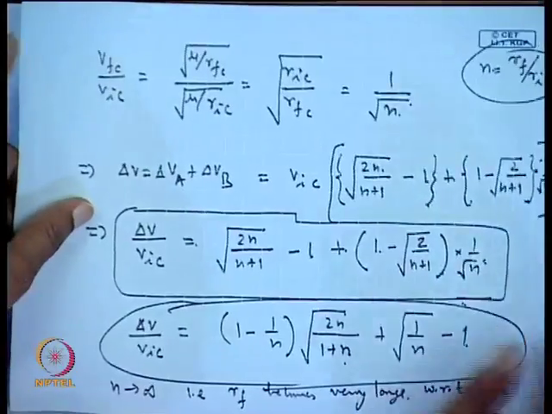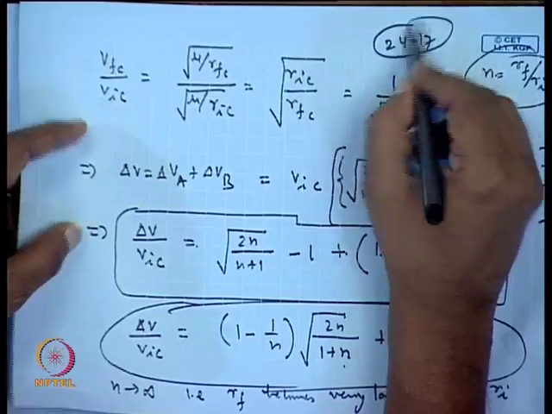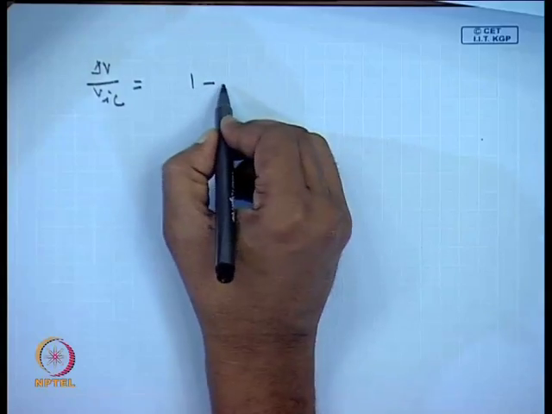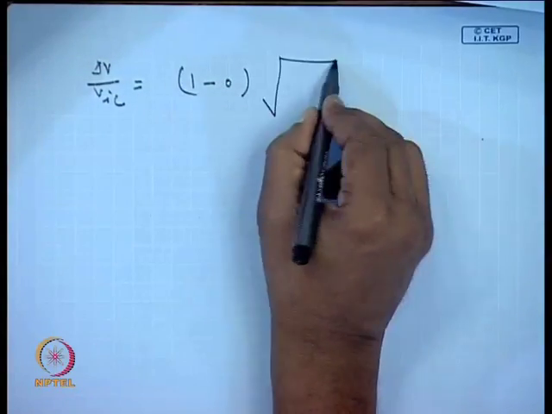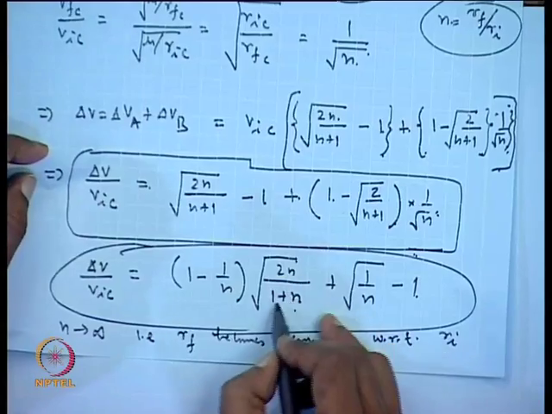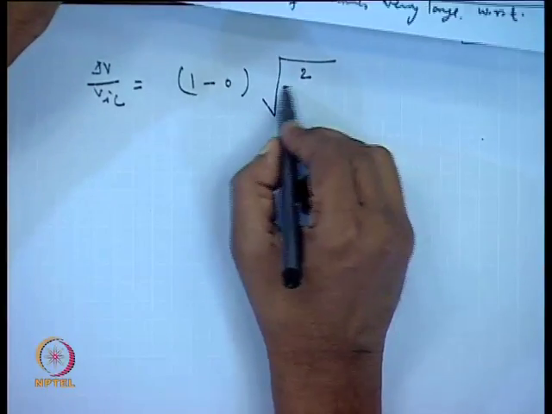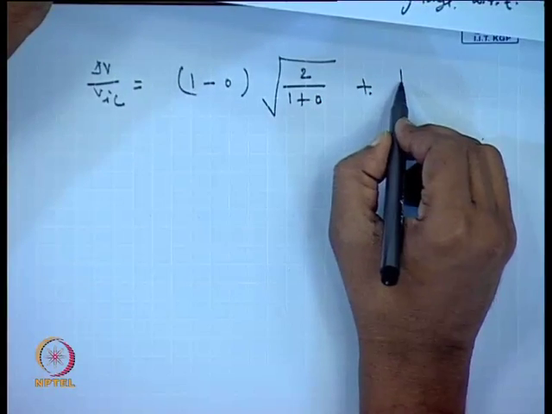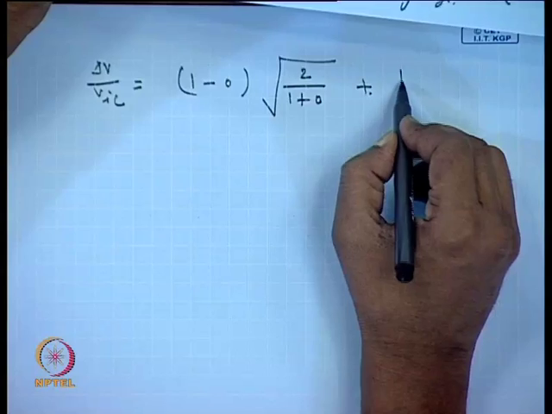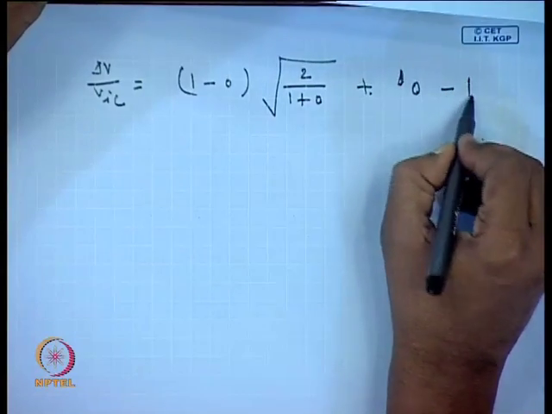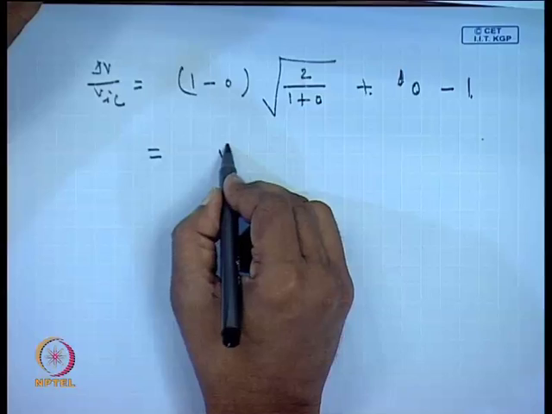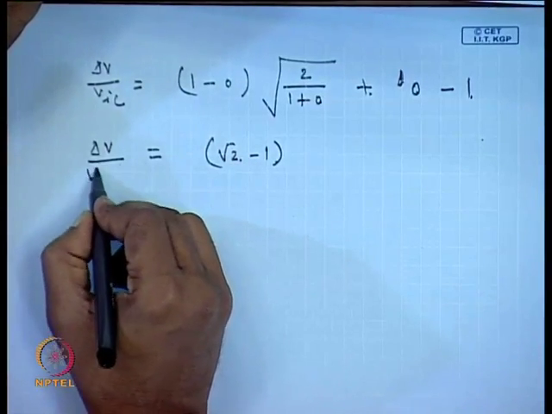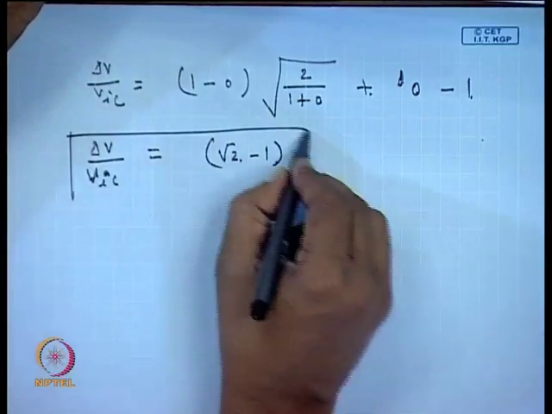this particular quantity delta V by V_ic then becomes 1 minus 0, and in this 2n, here we can divide by n. So, this will become 2 divided by 1 plus 0, that is 1 by the large quantity n equal to infinity. So, the next term becomes 0, and minus 1. So, what we get here is square root of 2 minus 1. So, this is the limiting case.